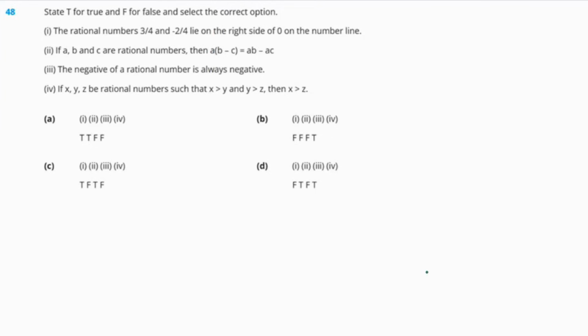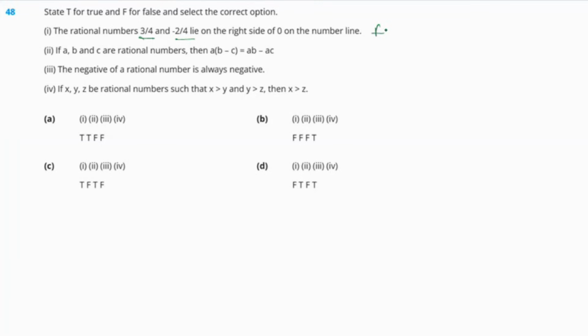The first statement is saying the rational numbers 3 by 4 and minus 2 by 4 lie on the right side of 0 on the number line. No, since this is a positive number and this is a negative number, the positive number will lie on the right side of the number line, but the negative number will not lie on the right side of the number line. So that's why this statement is going to be false.